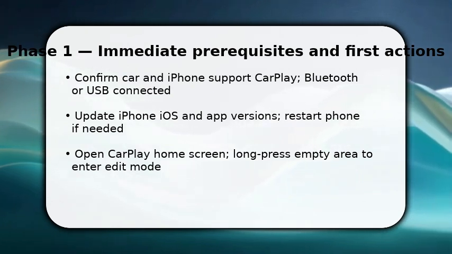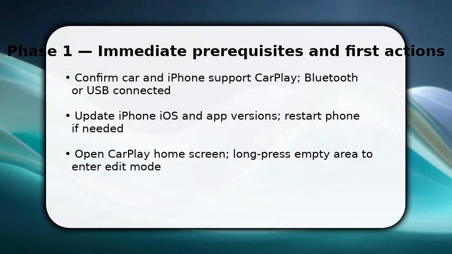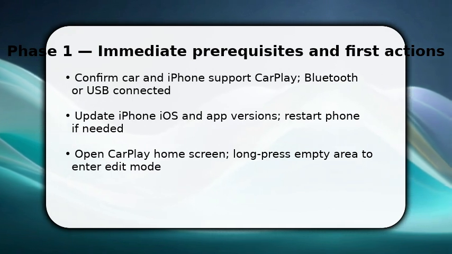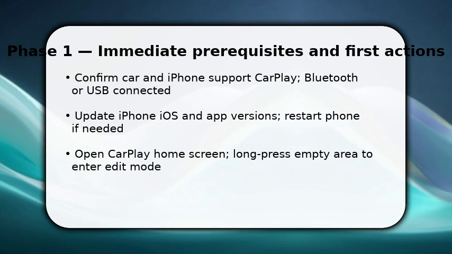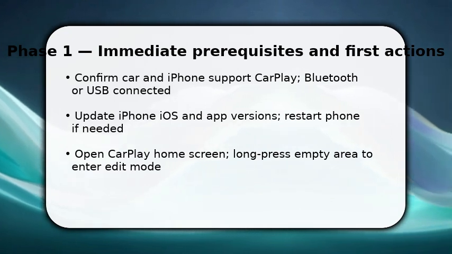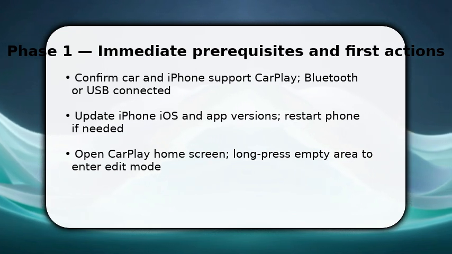Next, tap and hold an empty area on the CarPlay home screen to enter edit mode. This reveals widgets and app tiles. As you do this, note available widget sizes and see previews. This matters because widget space is limited and layout choices affect visibility while driving.